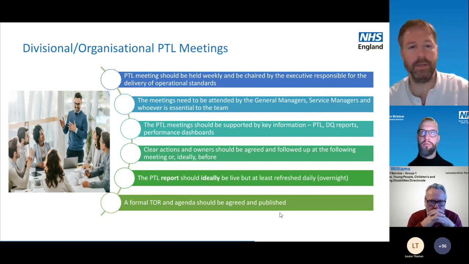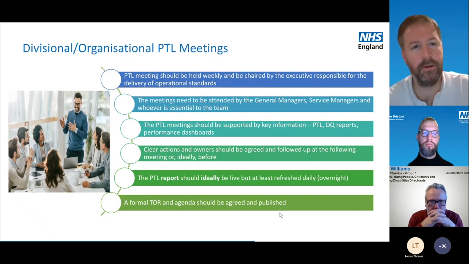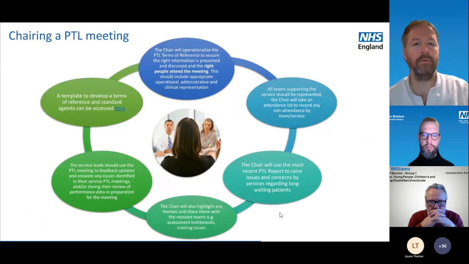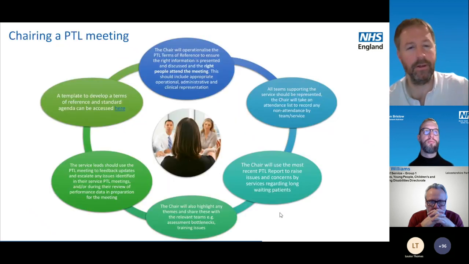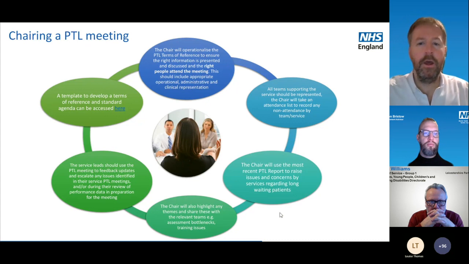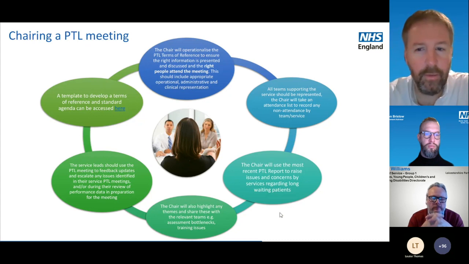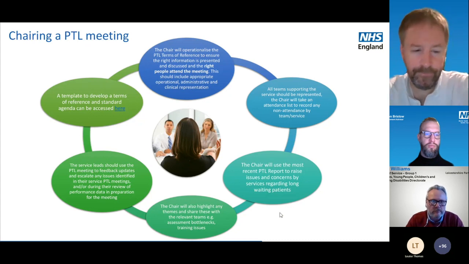Again, you need to have your daily PTL report, and like every good meeting, you need to have a formal terms of reference and an agenda, so everybody knows what to expect, knows what the questions are going to be, and is able to arrive with the information that they need. And again, you need the PTL, but you also need your data quality reports, your KPIs, and so on and so forth. So if you haven't had a PTL meeting, and from that Menti it looks like most of you haven't, then you might be thinking, what does that really look like?